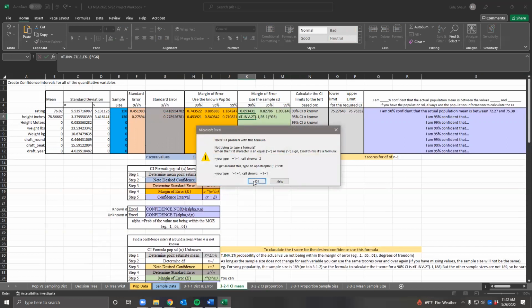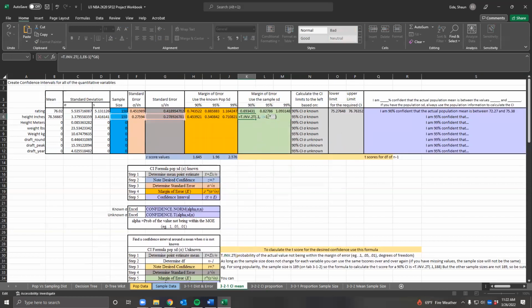What did I mess up? Let's see here. Oh, I put an extra equals. Yeah, that should work. There we go. So this right here is the margin of error, calculating the t-score, multiplied by the standard error using the sample standard deviation.